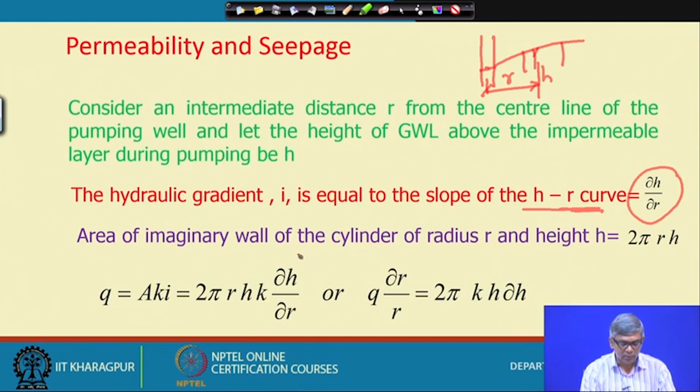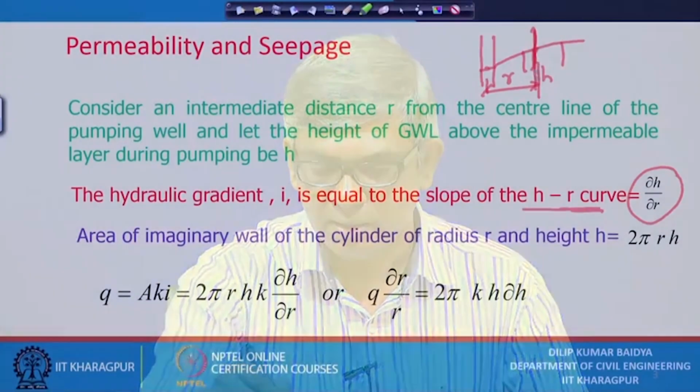The area of the imaginary wall of the cylinder of radius r and height h. If I consider here the well, at a distance r I can imagine another well of radius r. Through that well periphery water is entering. So, the flow quantity is q equal to v into a, and so I have to find out the area over which the flow is taking place at a particular location.